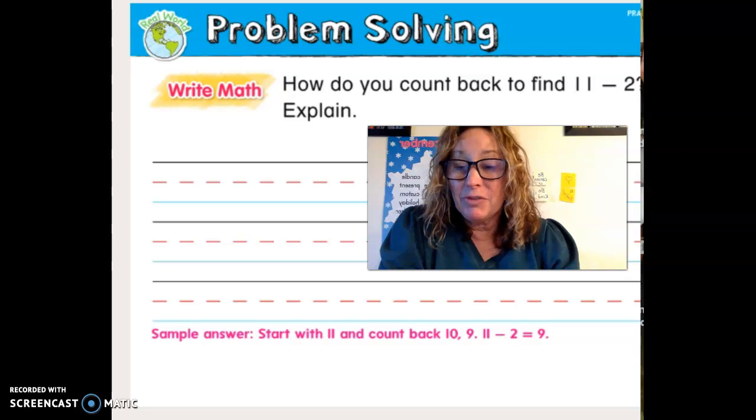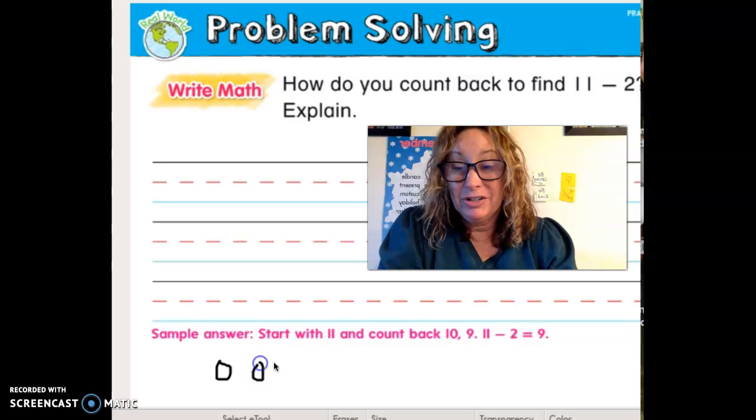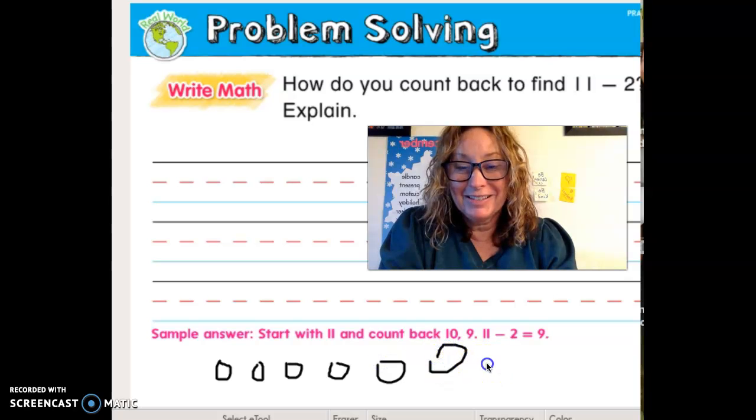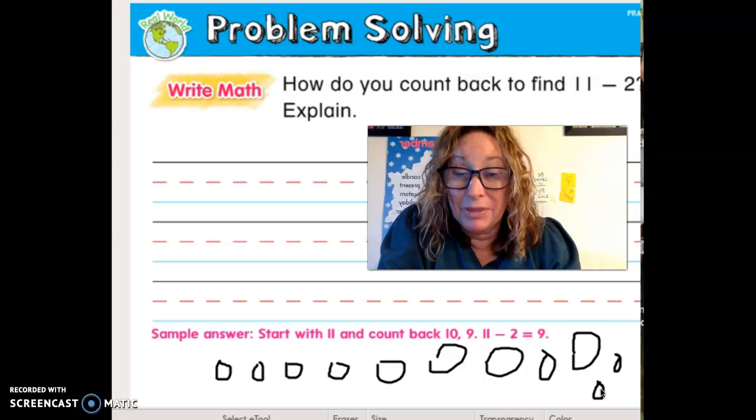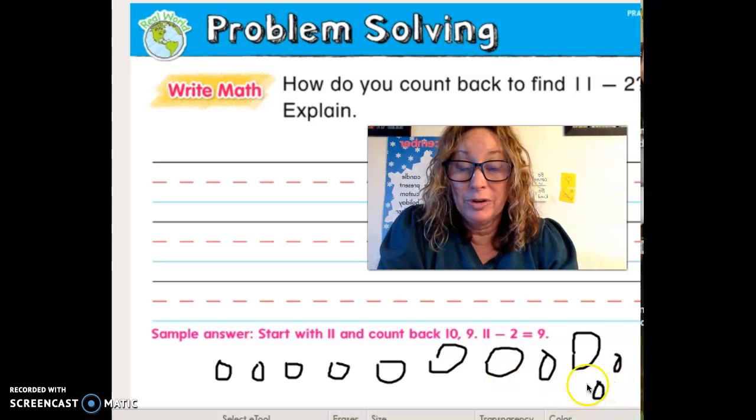Okay? You could even, if you wanted to, draw a picture for this if you don't have your counters. So if I had 1, 2, 3, 4, 5, 6, 7, 8, 9, 10, 11, and I take away 2, cross that one out, so that's 10. I cross this one out, and that's 9. So I have 9 left.